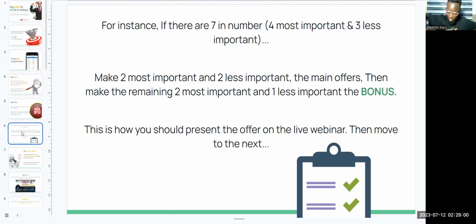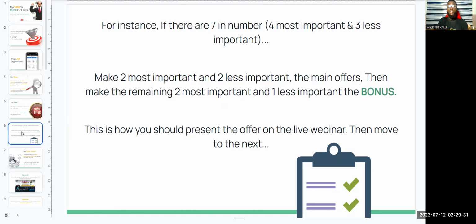If you've written down seven, and let's say there are four most important in the offer and three less important. Now pick out two from the most important part in your offer, and pick out two from the less important. Make it your main offer. Then the remaining two most important and the remaining one less important, make it the bonus.